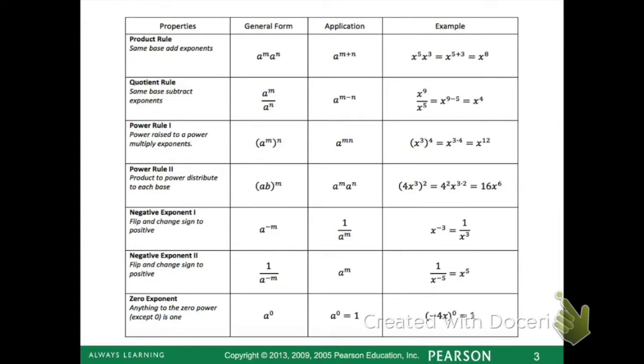First of all, I want a quick reminder of properties of exponents. So you can read through these and write down these examples if you feel like you don't have these memorized.